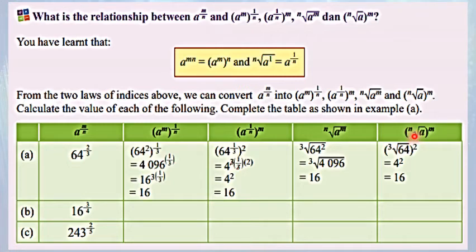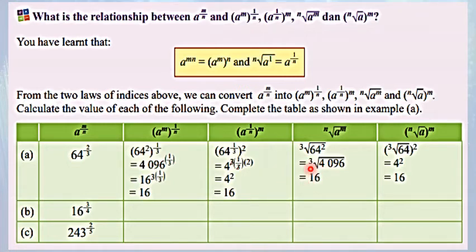The fourth type is you find the root first: the nth root of a, and then the power with m. According to the question, you find the cube root of 64, and then you power with 2. The cube root of 64 is 4, and then power 2 is 16. So all the types will produce the same answer. It's up to you to choose which pattern you want.